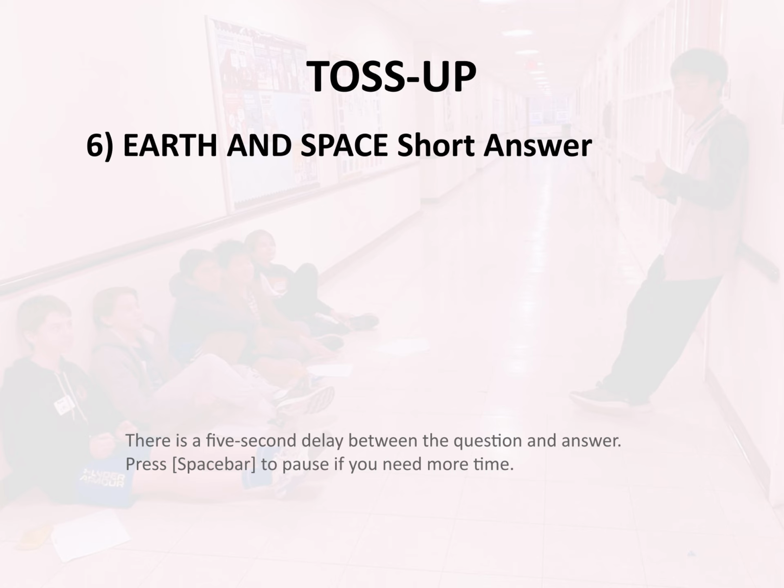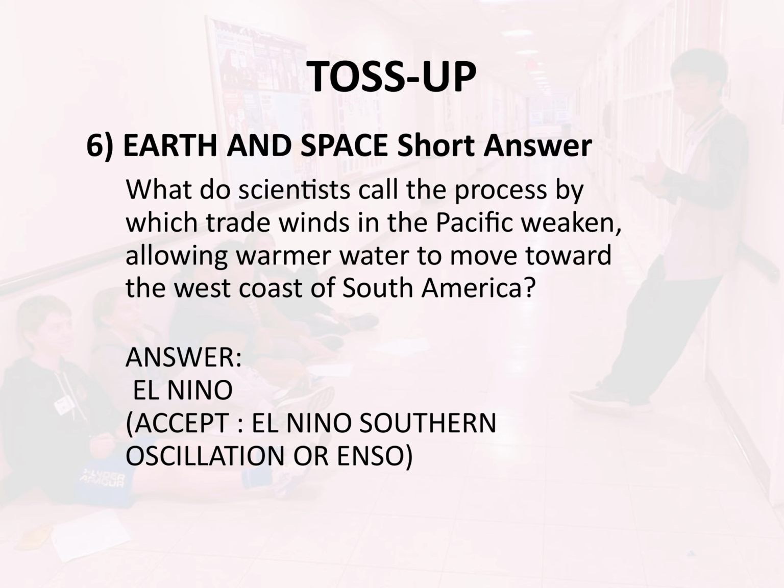Toss-up 6. Earth and space. Short answer. What do scientists call the process by which trade winds in the Pacific weaken, allowing warmer water to move toward the west coast of South America? Answer. El Niño.